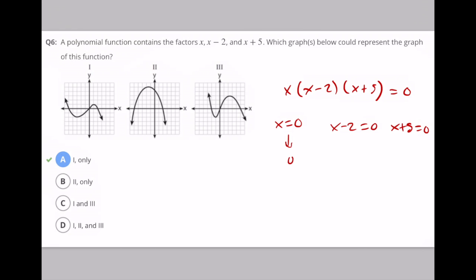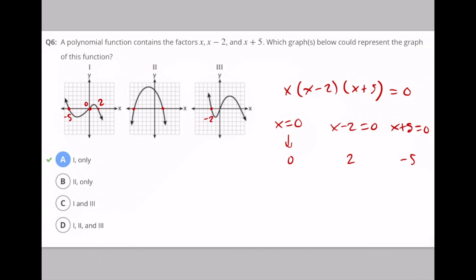Well, here we just get x is 0, here we get x is positive 2, and here we get x is negative 5. So I want to look for which one of these three graphs has those three roots. And it looks like this one's going to work because the graph crosses the x-axis at negative 5, 0, and positive 2. This one only has 2 roots, not the 3 roots that we found.